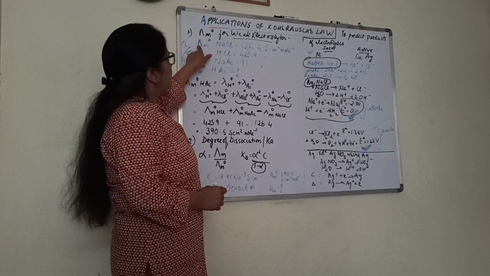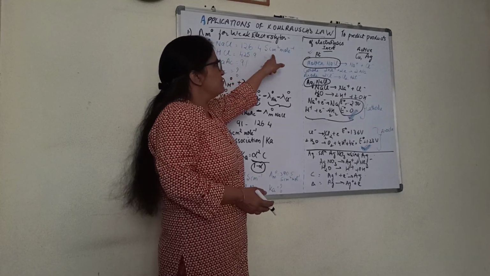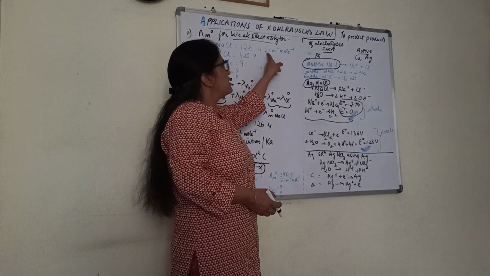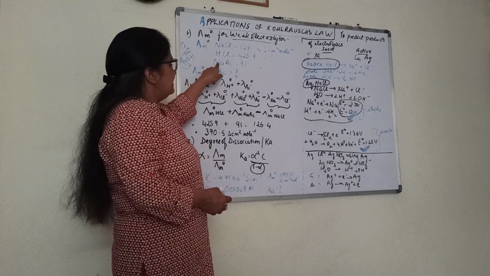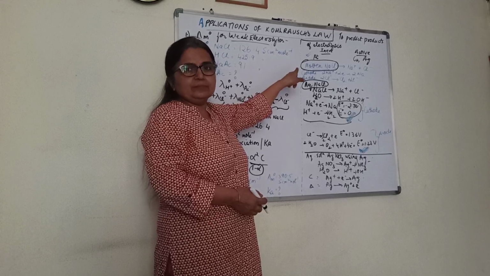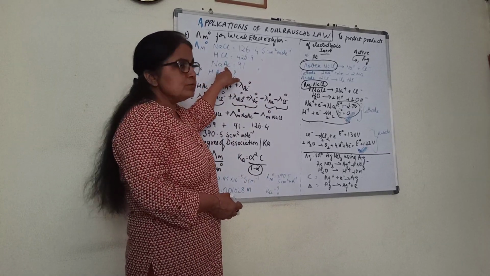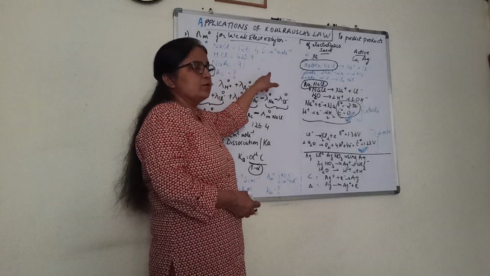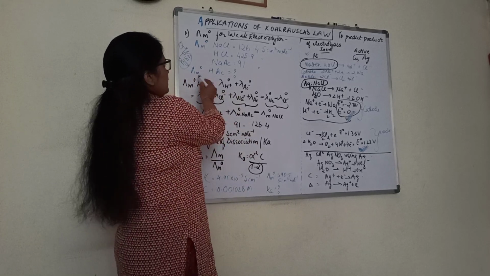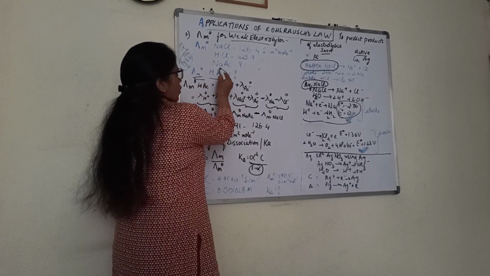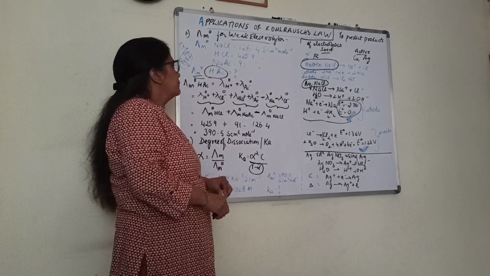So limiting molar conductivity of NaCl, which is a strong electrolyte, is given to us. This value is in S cm square per mole. HCl is also given in the question. Sodium acetate, which is also a strong electrolyte, is given in the question. We are asked to find out the limiting molar conductivity of acetic acid. It is acetic acid, a weak electrolyte.